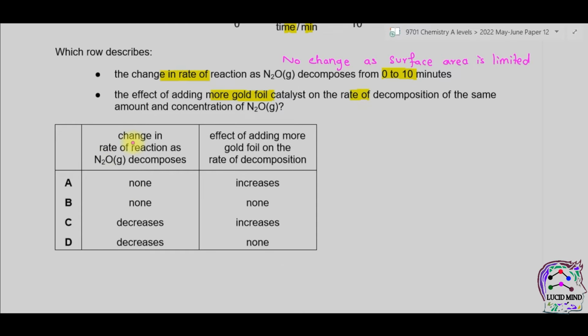So let's look at the answers. It says change in rate of reaction as N2O gas decomposes. There is no change, as we already discussed. And adding more gold foil will increase the rate of decomposition because the surface area will be greater and more molecules will be decomposed. So the answer is A.